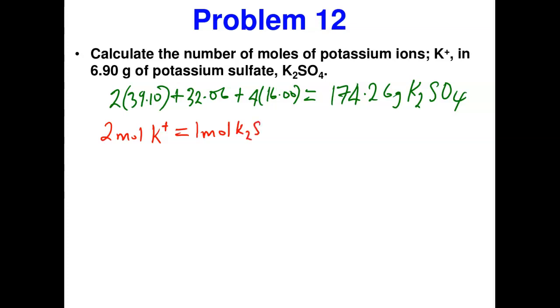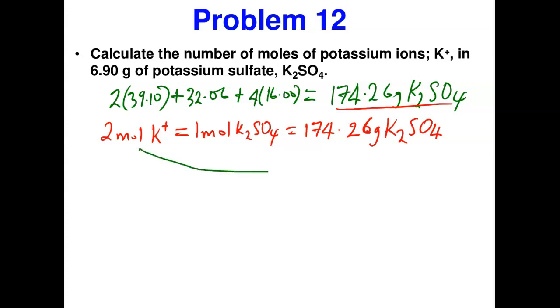1 mole of K2SO4. But we know that 1 mole of K2SO4 weighs this mass, so it's going to be equal to 174.26 grams of K2SO4. Now, we don't need this one. The basic 2 units we need are these. So that's what we want. That's what we need. If we now solve the problem, starting from what you were given, you were given 6.90 grams of K2SO4.